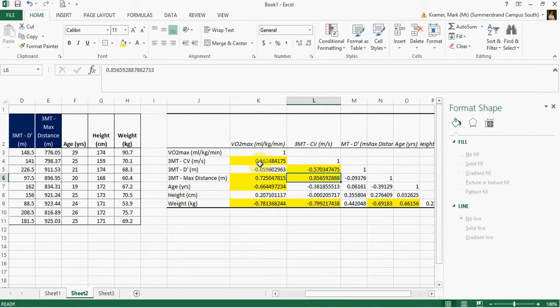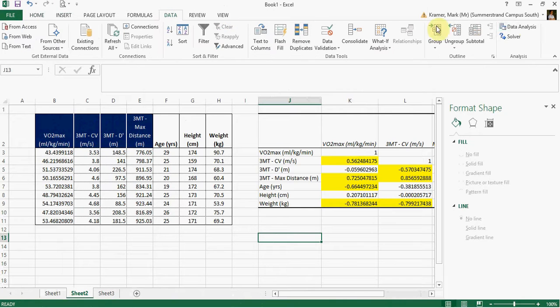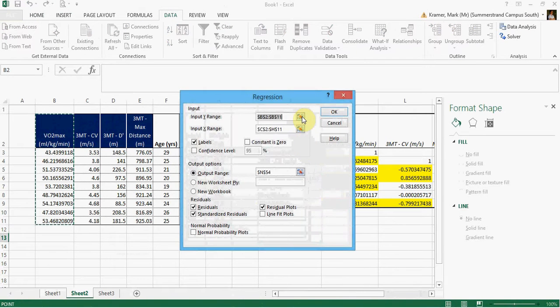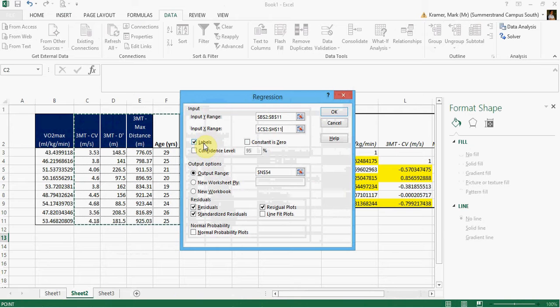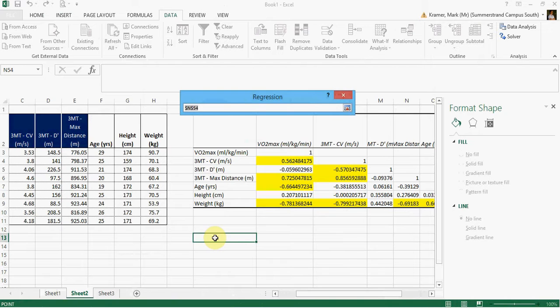Okay, so now that I've got this correlation, the next thing that I would want to do is to start seeing if I can build a regression model around that. Again, I'd go to data analysis, and then I'd go to my regression. Remember, the Y value is the one that I want to predict, which is my VO2 max. So I'll highlight that. My X input range is the variables that I want to use in order to make that prediction. Yes, I want labels in that. My output range, I'll put not down there, I'll put it up here.